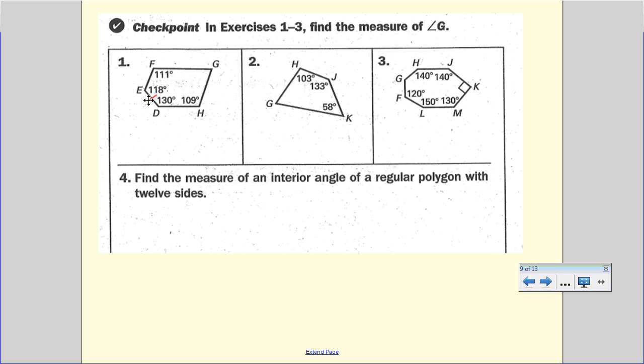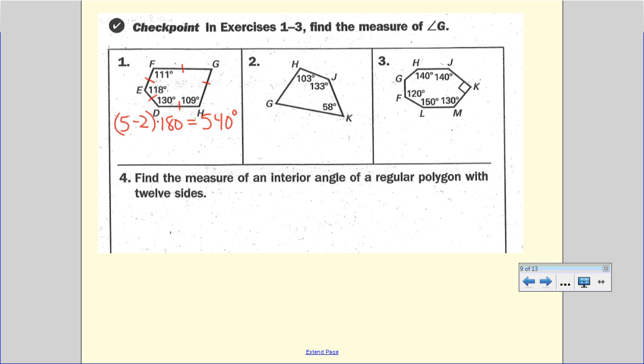Well, this is a 1, 2, 3, 4, 5-sided figure. So I know the sum for that 5-sided figure is 540. I can do that by doing 5 minus 2 times 180, which is, I'm sorry, 540. I'm looking at the wrong chart. I don't have my calculator out. 540 degrees. Or we can simply go back to our chart.